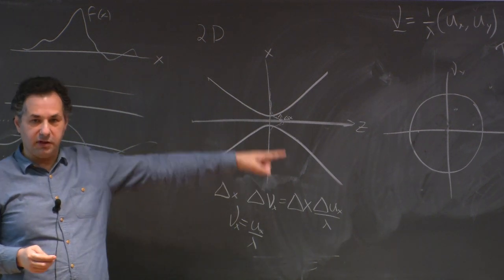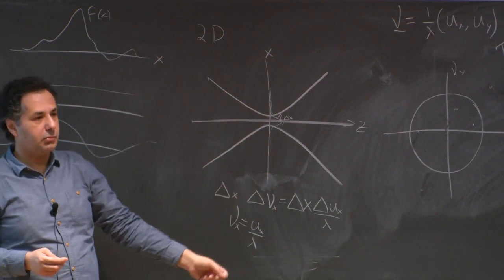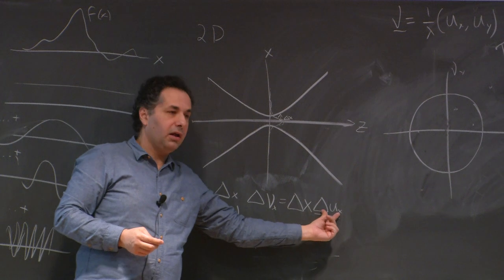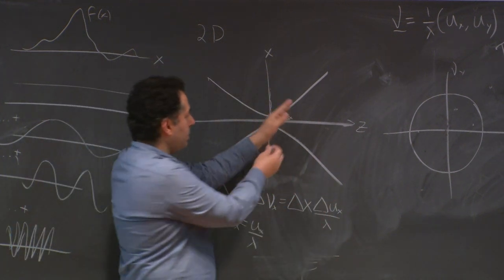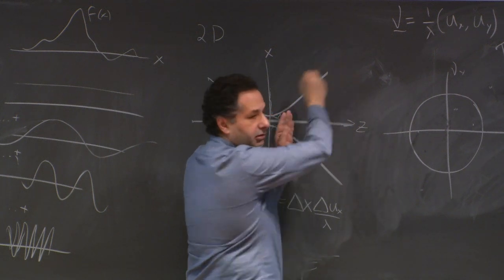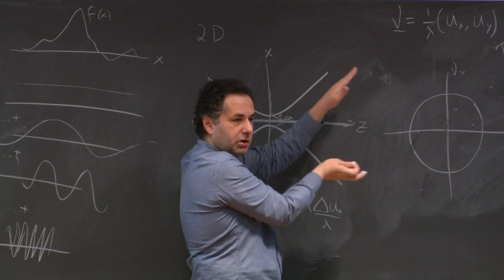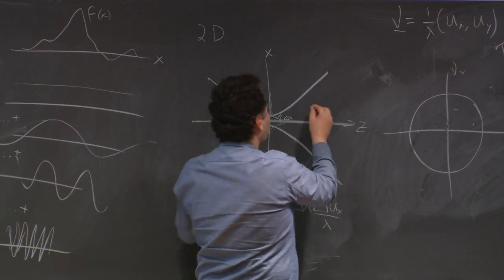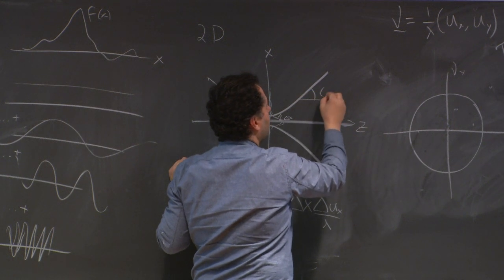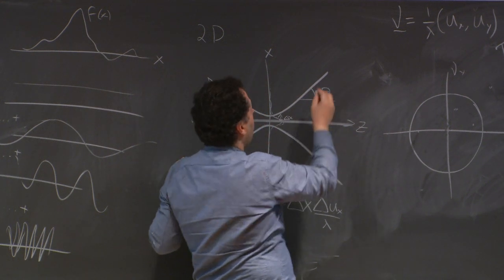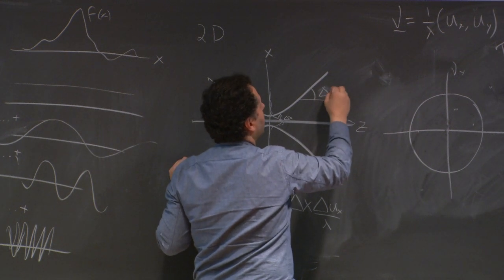U is a vector that tells you the direction of propagation. So the width in u is the width in direction. So I have a beam that has a bunch of directions of propagation, but is sort of constrained to a cone. So you can think of as having this angle here, and let me call this delta theta.